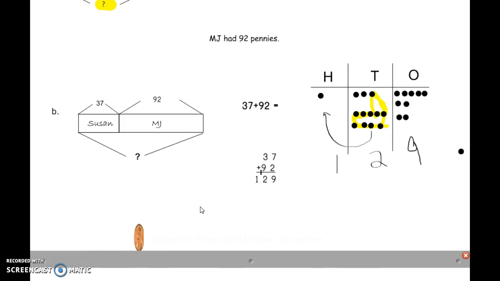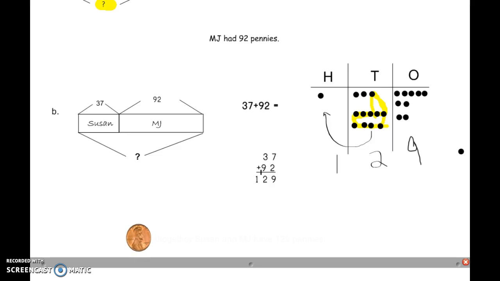Now that I have solved the equation and have found the answer, I write that in the form of a complete sentence. So my complete sentence will be, all together, Susan and MJ have 129 pennies.